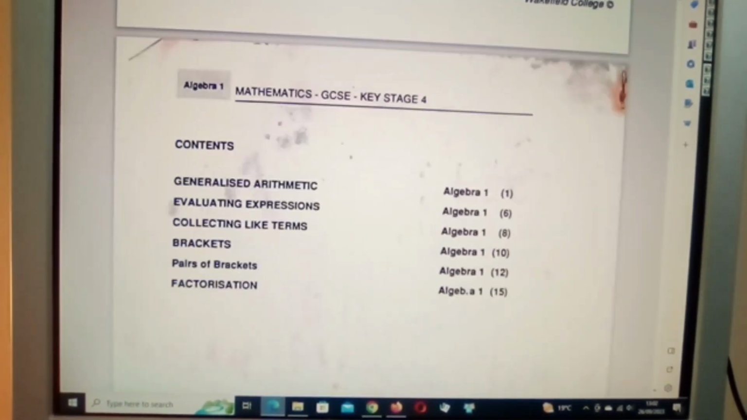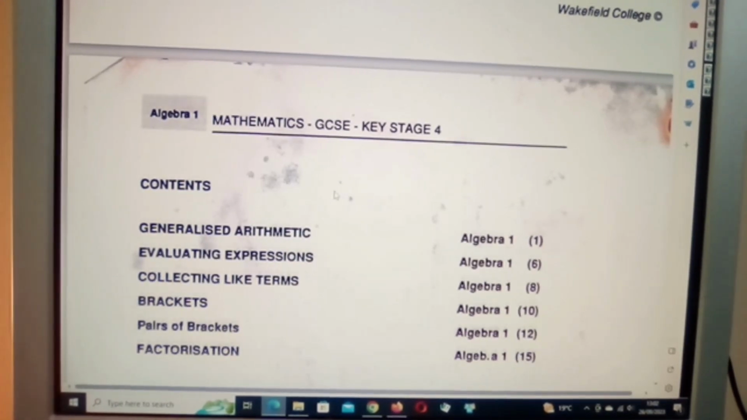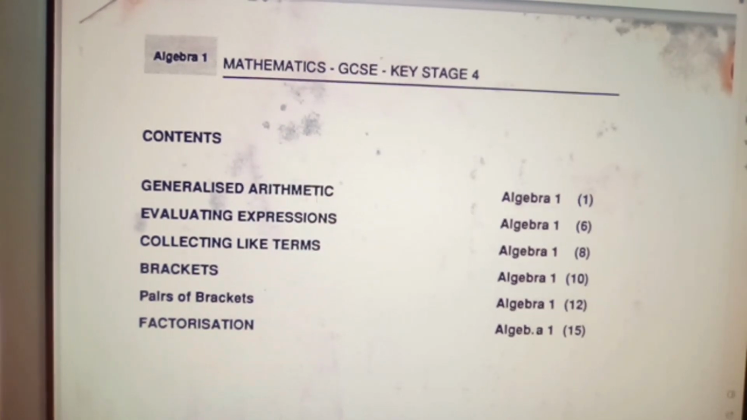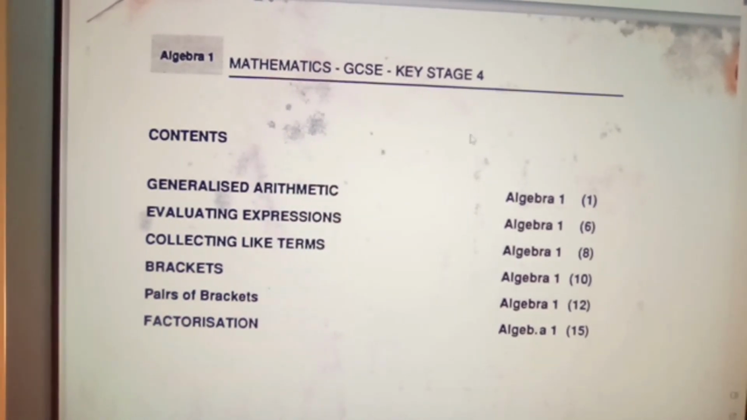Okay, welcome back. What I want to do is to continue with the mathematics GCSE, Key Stage 4 Open Learning Plan. Now we're going to be looking at algebra, okay. And this is what we're going to be looking at, okay. Algebra.